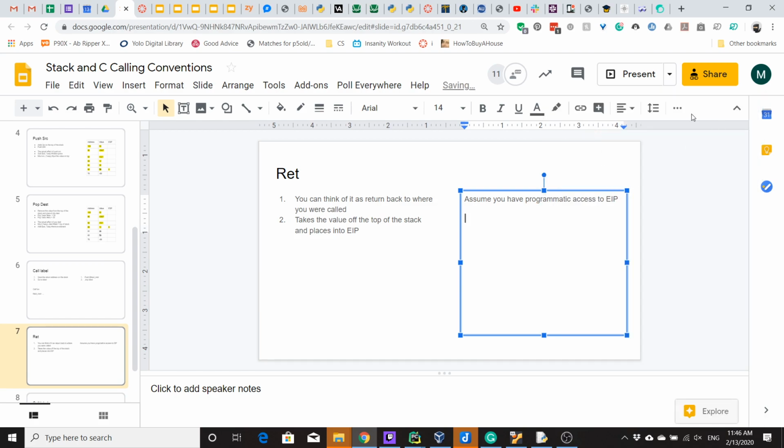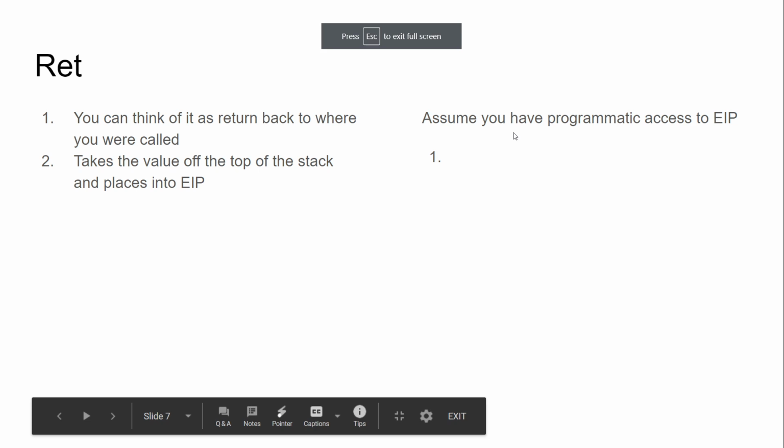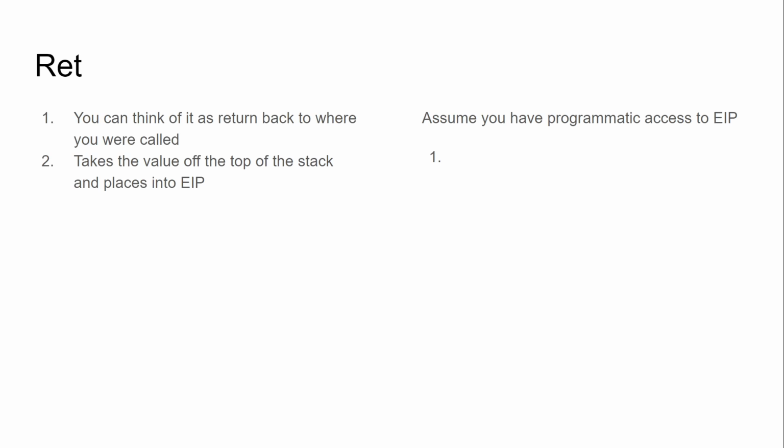How can you implement return using other assembly instructions, assuming you did have access to EIP? What would you do? If we look at number 2, what does it say that we want to do? Take the value off the top of the stack and place it into EIP. Do we know of any other instructions that take things off the top of the stack and put it where we say to put them? Specifically off the top of the stack.